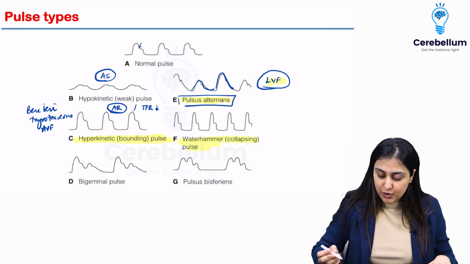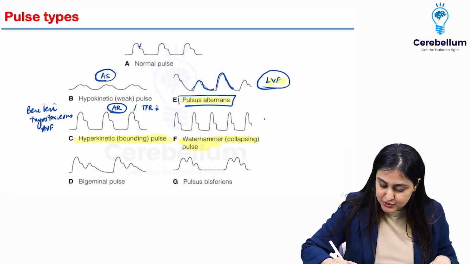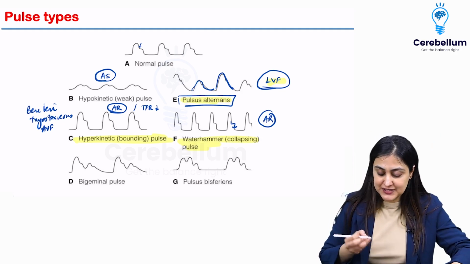Water hammer pulse or collapsing pulse is what we saw. This is what is seen in aortic regurgitation. So one more condition in AR, you're going to have a sudden loss of volume because you're sending it back to the heart. So this is AR.